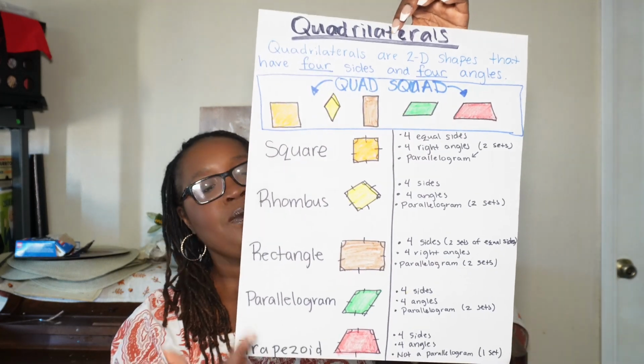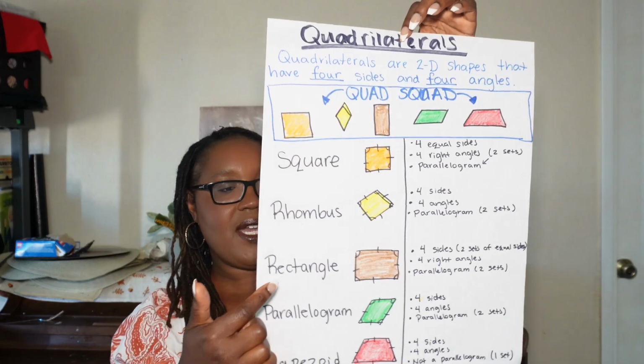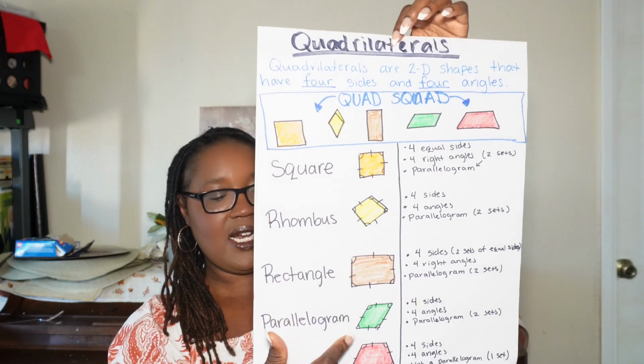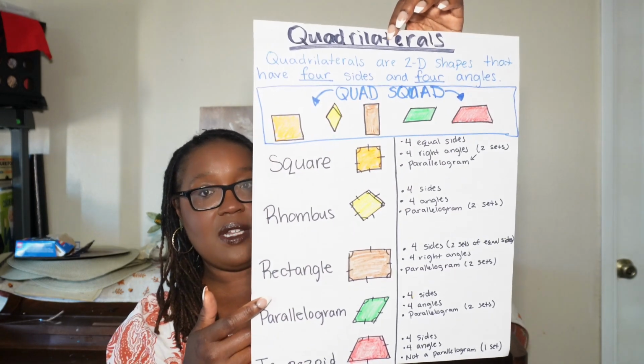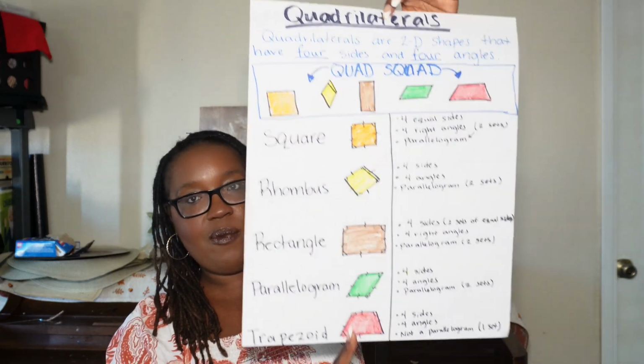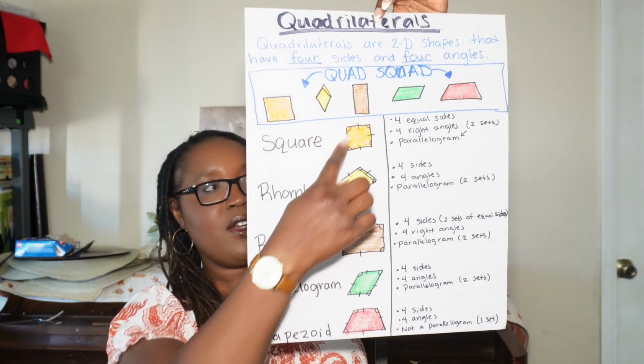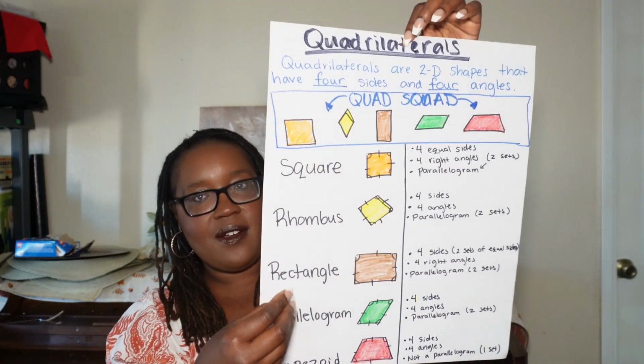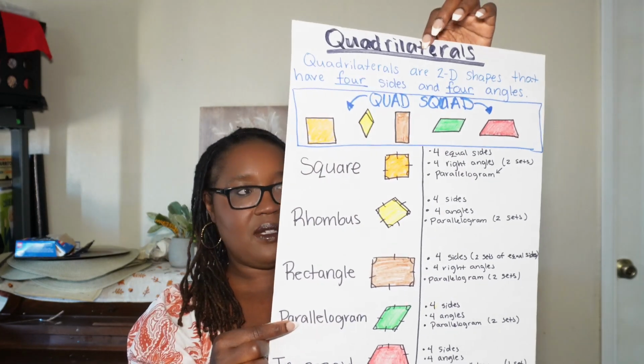As you can see, some of them will also overlap, right? So a rectangle is also a parallelogram because it has parallel sides. A trapezoid is not a parallelogram because it only has 1 set of parallel sides, whereas these all have 2 sets of parallel sides. So the parallelogram, the rectangle, rhombus, and square can all be categorized as a parallelogram.